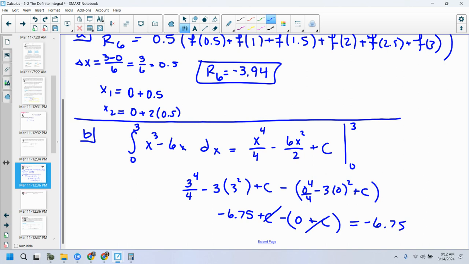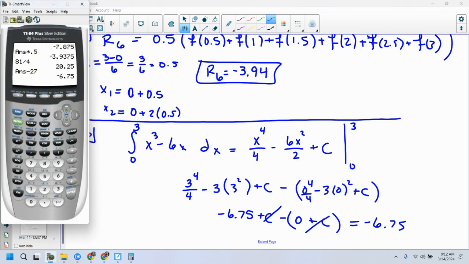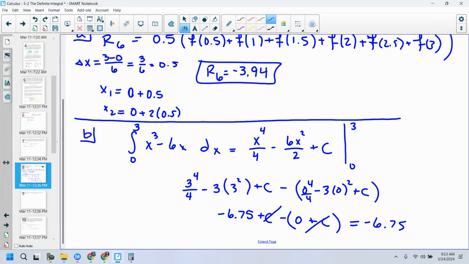Now, why am I so... 81 over 4 minus 27. Did I forget to divide something? Or is it just that far off? No, I guess it's just that far off. So here's what I get. You know what this is? True value of the area.